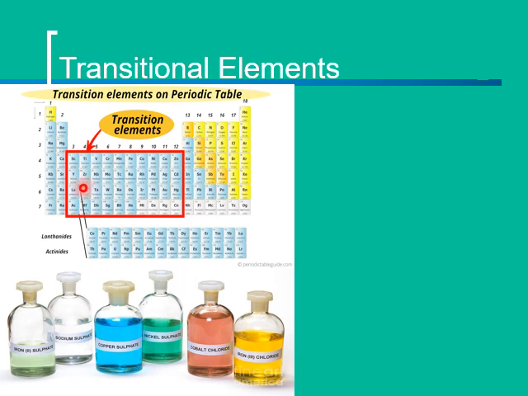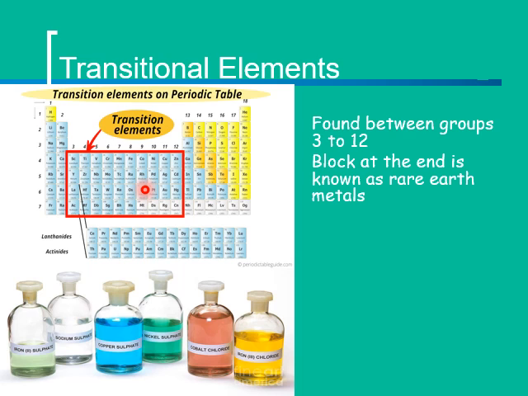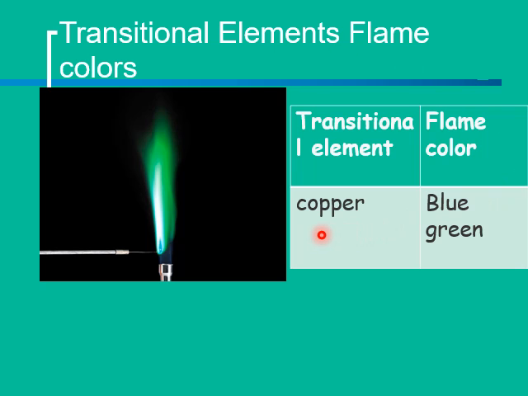So now we have this section here in the periodic table, which are known as the transitional elements, okay? What is so important about them is look at the colors that they produce in solutions. They form brightly colored compounds. Okay, and the OG here is copper. Now, when we burn copper in air, copper is going to give us this beautiful blue-green color.